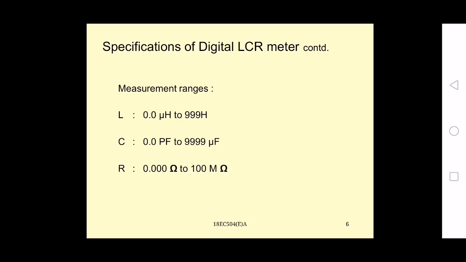Next, measurement ranges of different quantities. The inductance measurement starts from 0.0 microhenries to 999 henries, the capacitance measurement starts from 0.0 picofarads to 9999 microfarads, and the resistance measurement starts from 0.000 ohms to 100 mega ohms. These are the typical measurement ranges of the LCR. You can note down these values.